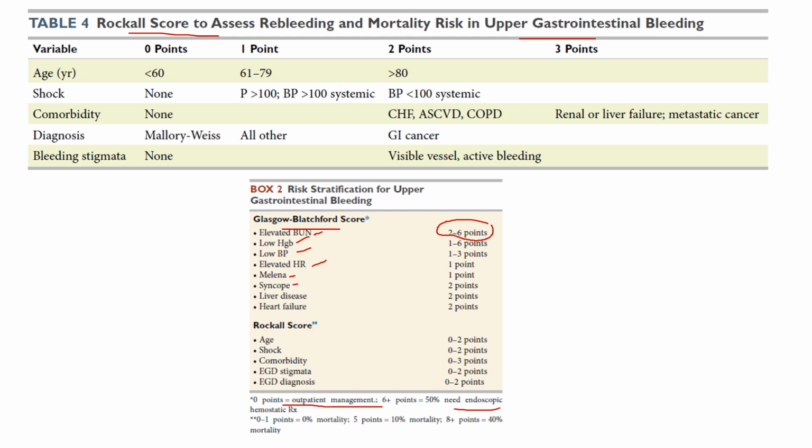Syncope, liver disease, and heart failure can also increase the risk. The Rockall score is the mortality predicting score, which is like this: age is 0 to 3 points, then shock, and comorbidity, mainly cardiovascular, renal or liver failure. Then, if it is Mallory-Weiss, it is very low mortality. GI cancer can have a high mortality. Bleeding stigmata, if there is a visible vessel and active bleeding, there can be high mortality.